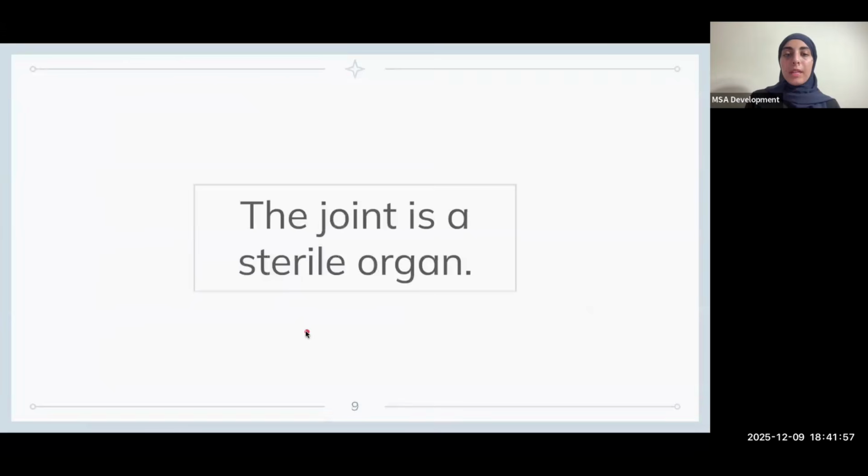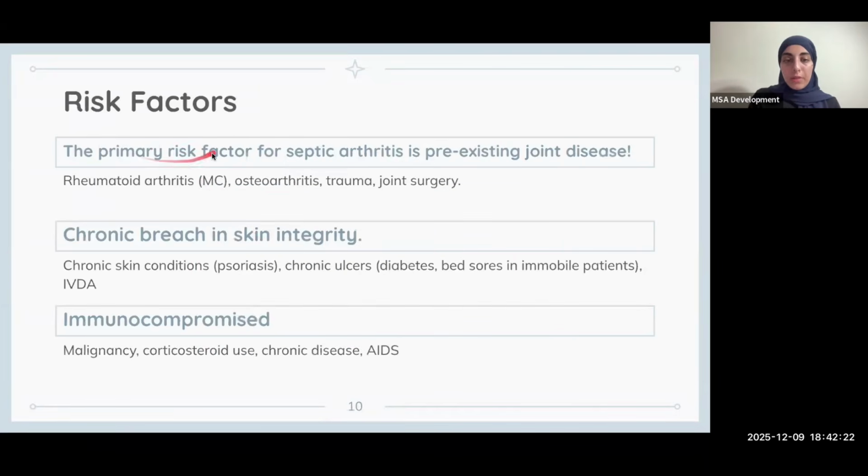All right. Now, back to this point, the joint is a sterile organ. We said that this is significant, and we said that normally there is no bacteria inside. Why is this significant? Because in order for someone to get septic arthritis, they have to have some risk factors, okay? Someone who's completely healthy, with a healthy joint, is very unlikely to just magically get an infection in their joint, okay? They have to have some risk factors. The most important, the primary risk factor for getting septic arthritis is having a pre-existing disease in the joint.